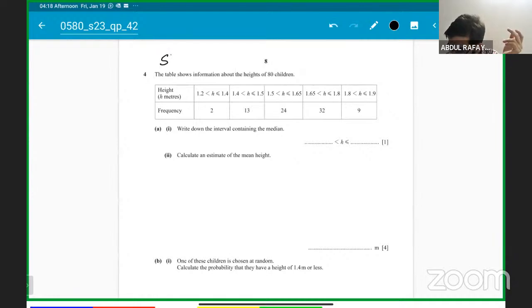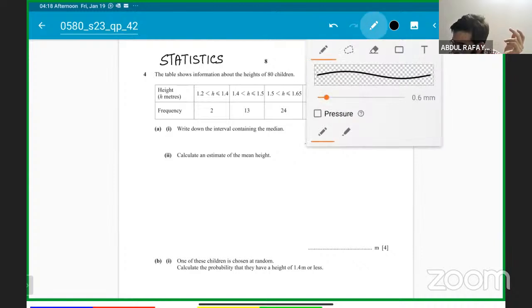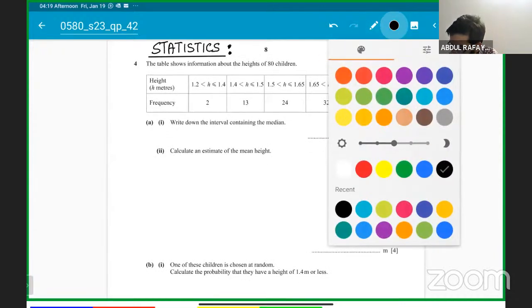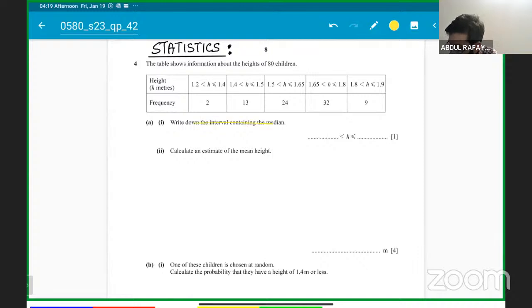It's about statistics, students. So let's quickly do the statistics. Question number 4 on statistics, which must be around 15 marks, so a lot of weightage on statistics as well. The diagram shows information about the heights of 80 children, simple, basic, and the first part is to write down the interval that is containing the median.